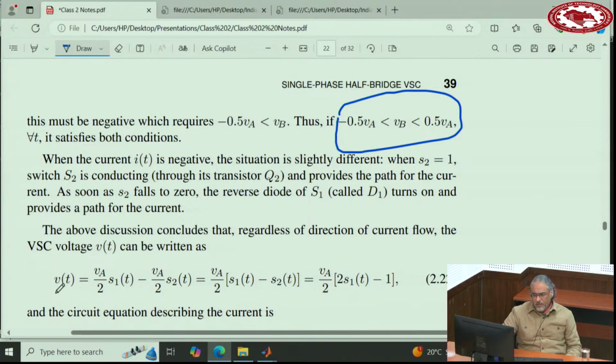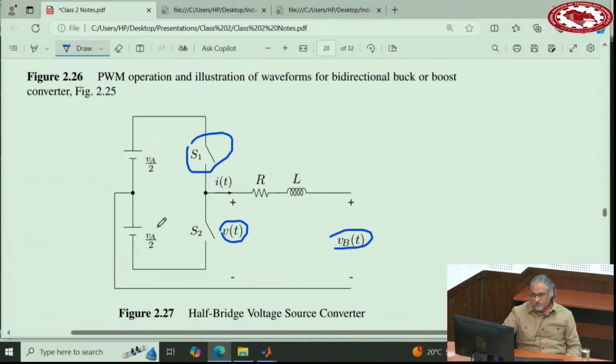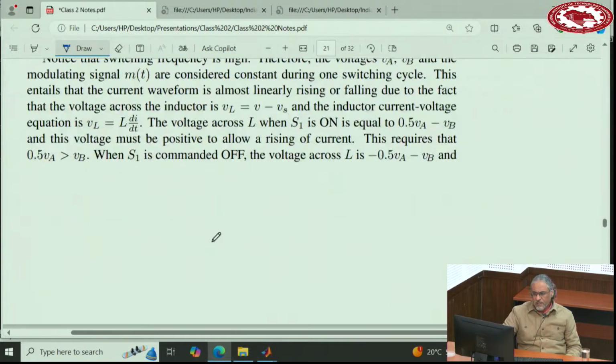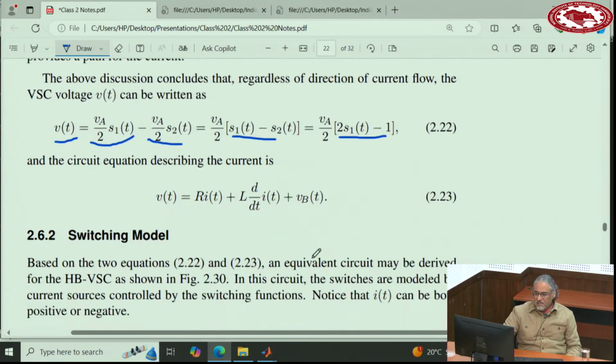So the equation for V, the voltage at these terminals: when this switch is on it is half VA, and when the switch is off and this one is on, it is negative half VA. So mathematically, you can say it is this equation. When the switch S1 is on, it is half VA. When the switch S2 is on, it is negative half VA. So this is a mathematical way of representing it. We can factor out this way, and because S2 is 1 minus S1, you can say 2S1 minus 1. And then this is the voltage equation.